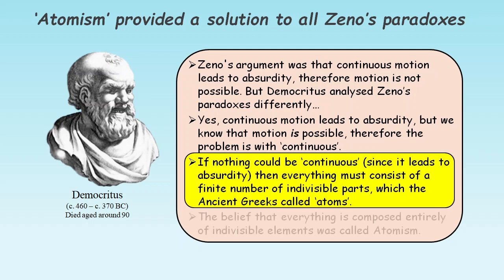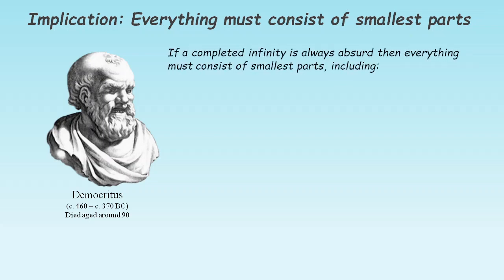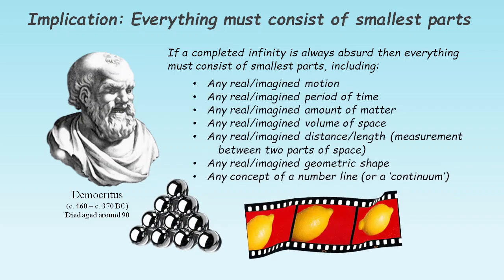And so this belief was called atomism. If the atomists were right, then everything must consist of smallest parts, including anything real or imagined. And that would include any geometric construction, such as a line segment supposedly measuring exactly the square root of 2.